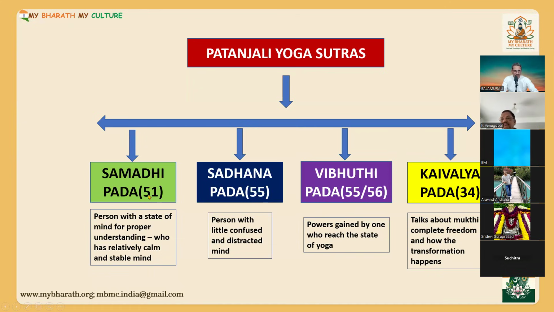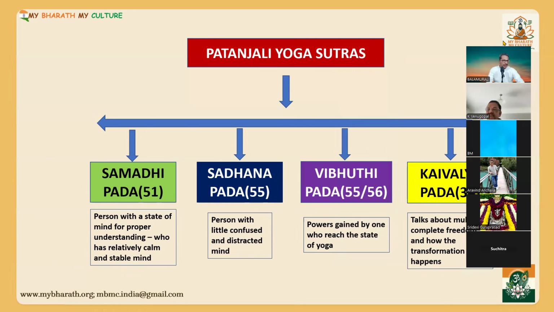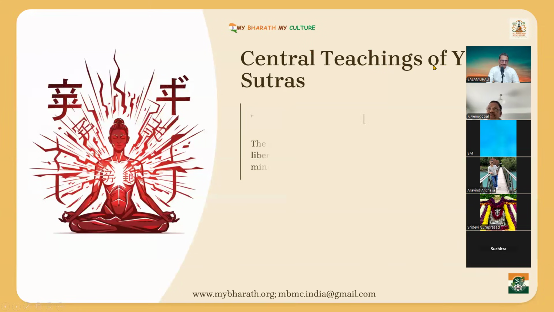Samadhi Pada contains 51 sutras, Sadhana Pada 55, Vibhuti Pada again 55 or 56. That means 2 traditions are there. One tradition says 55, other tradition says 56. It doesn't matter for us. Kaivalya Pada 34 sutras. All put together 195 or 196 sutras.